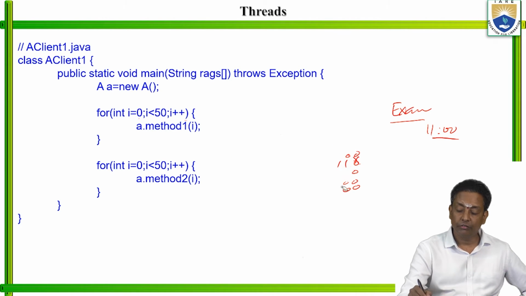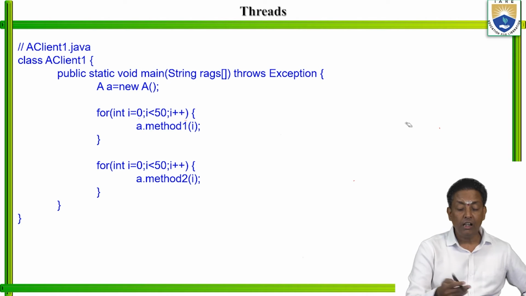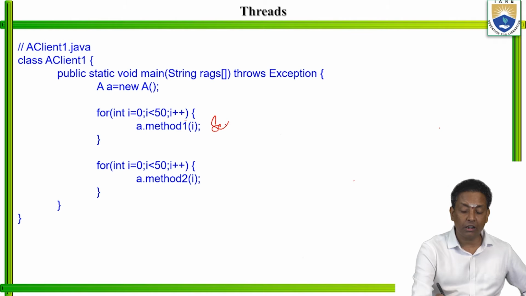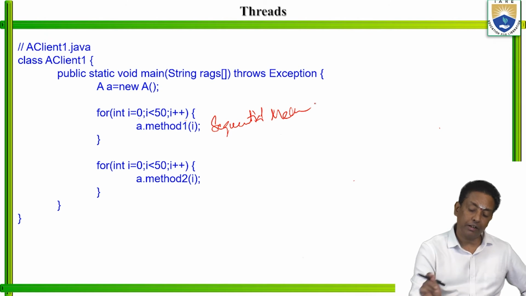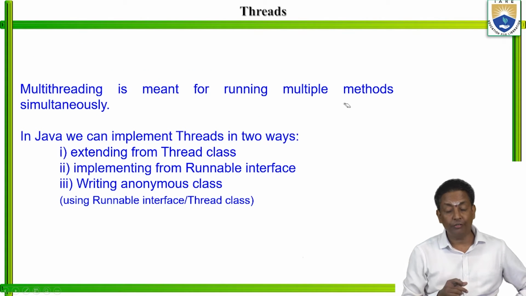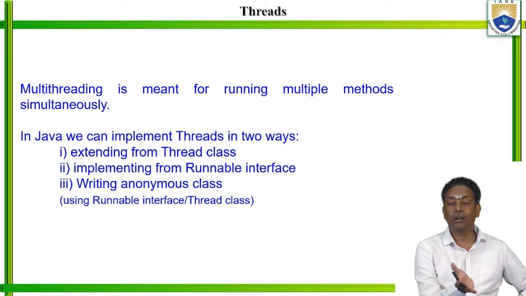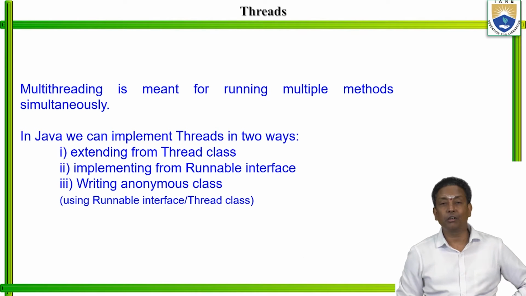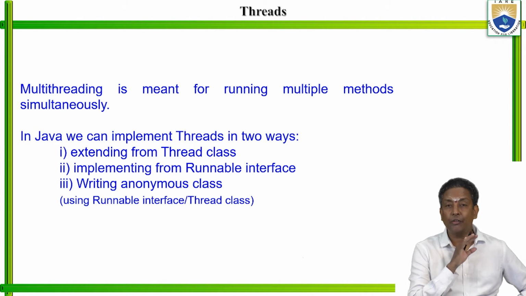Now, coming to threading, this is completely sequential method execution. Due to sequential method execution, each method has to wait for its prior method to complete its execution. That is the delay we want to eliminate.